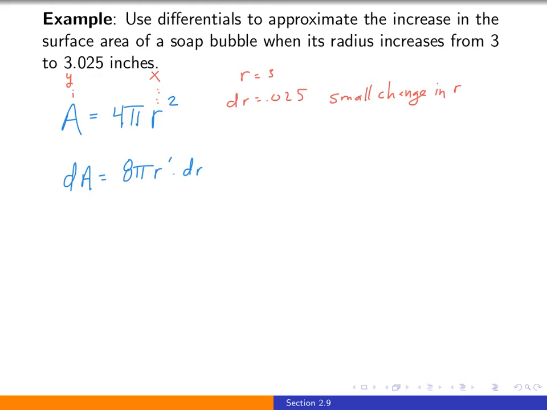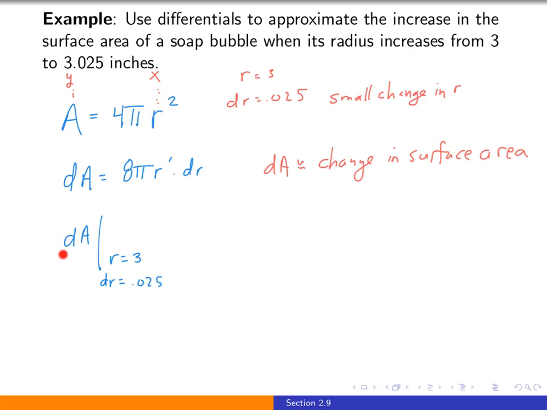Now note the differential dA is approximately equal to the change in the surface area. It doesn't give us the actual change, it just approximates it. So what we would like to do is find that approximate change when the r value is 3 and we're changing the r value by 0.025. And so that's the key there. We want to find the approximate change in the area when r is 3 and we're changing r by this small amount, 0.025. So we plug into our previous formula.